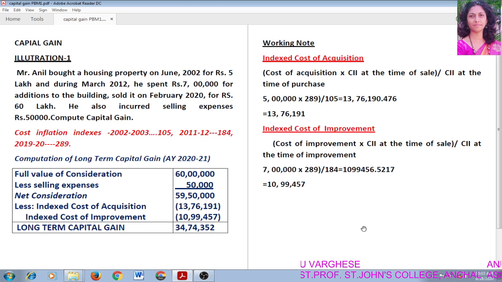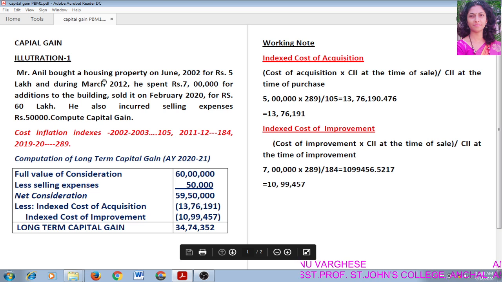Point number 5. Long-term capital loss can be set off against long-term capital gain only. Point number 6. Capital gain on personal assets like car, furniture, etc. are not taxable. Okay, now let us read the question.